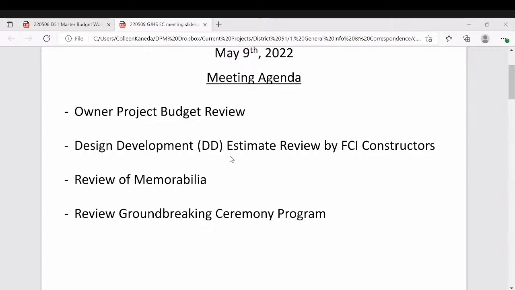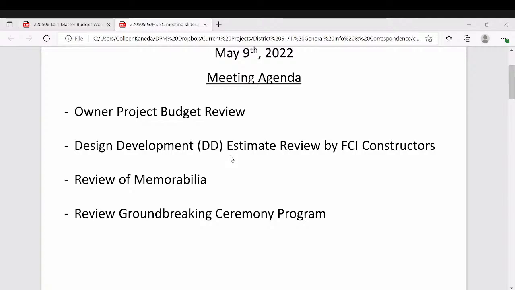So quick agenda for today. We have our owner project budget review. So I want to review the overall budget with you. When we're working with FCI, we're really looking at hard costs only. They don't know all the other costs associated with the project that we're gonna be budgeting for. So I wanted to give you a big picture.